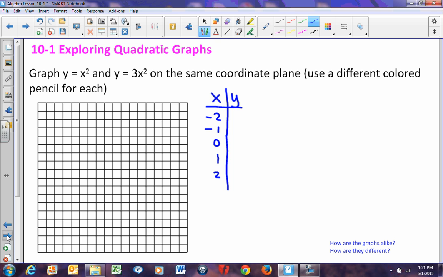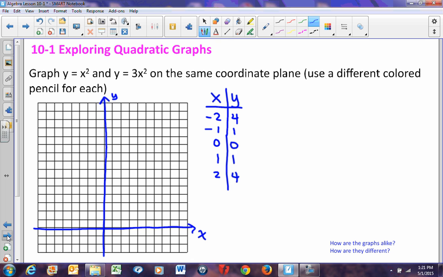If x is -2, -2 squared is 4. If x is -1, -1 squared is 1. 0 squared is 0, 1 squared is 1, and 2 squared is 4. So if I was to draw an x and y axis, I'm going to have my x and y axis be down here because I already know some things about this graph that you don't know. So here's my x-axis, here's my y-axis.